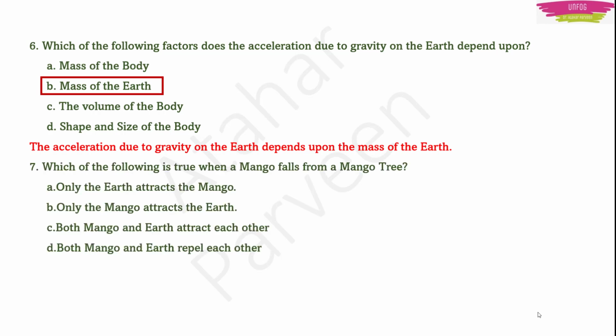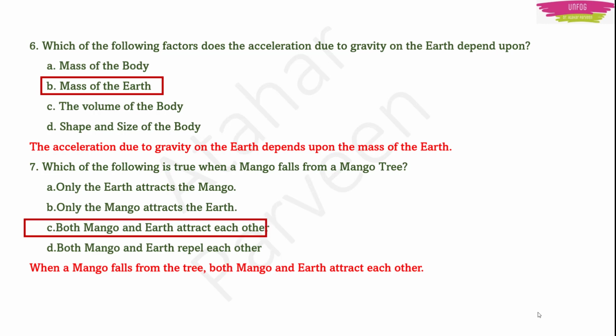Okay. Next question. Which of the following is true when a mango falls from a mango tree? If a mango is falling from a mango tree, which one of these given four statements is true? They are telling only the earth attracts the mango, only the mango attracts the earth, both mango and earth attract each other, both mango and earth repel each other. Of course, mango falls from the tree means both mango and earth will attract each other, but because the mass of the earth is very much heavier than the mango, that's why the mango will go towards the earth. So option C will be the right answer.